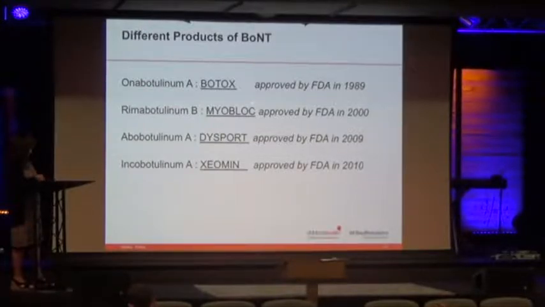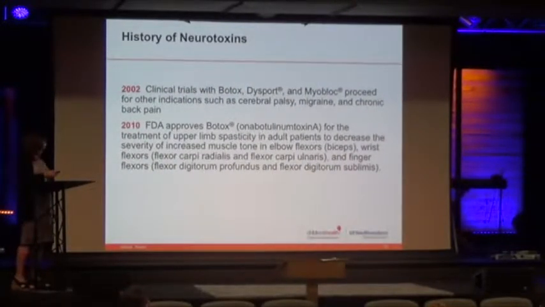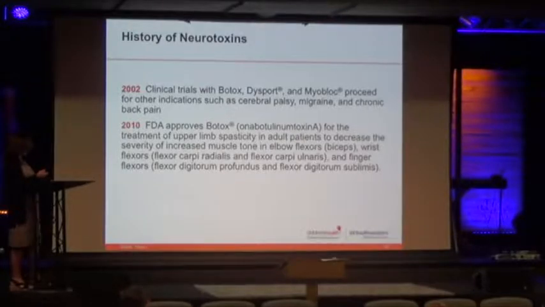Then in 2000, the B toxin, the botulinum toxin type B, was approved again for adults for different muscle groups. Then came Dysport, from a French manufacturing company, a botulinum A toxin that was approved by the FDA in adults in 2009, and then in 2010 came Xeomin, another A toxin. When we go over the history, there's a lot of information, but I just wanted to put this out here to show you.